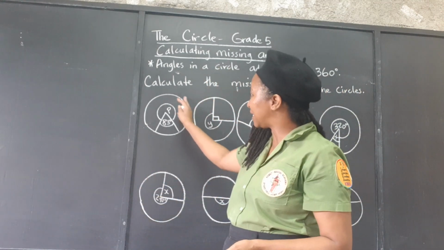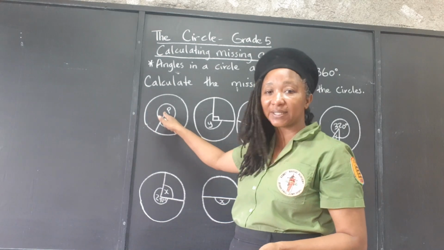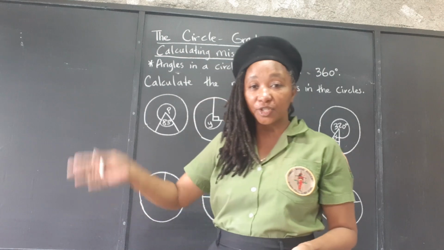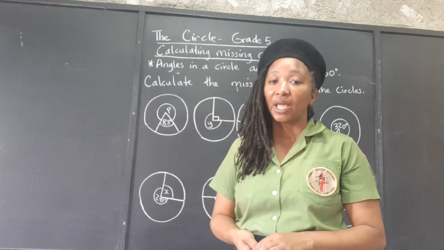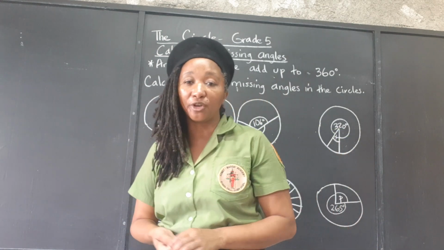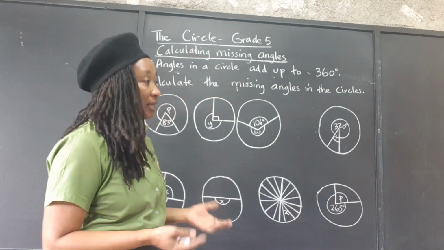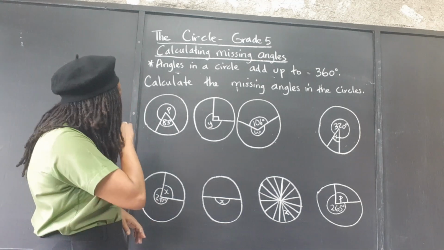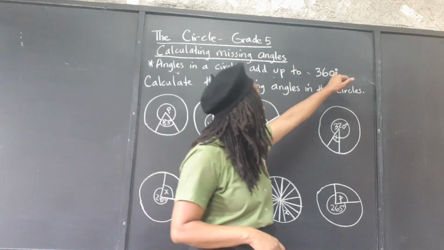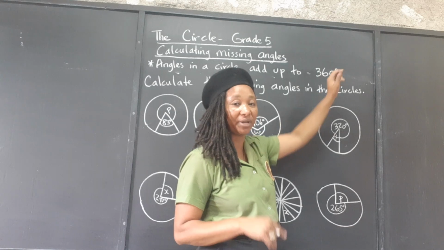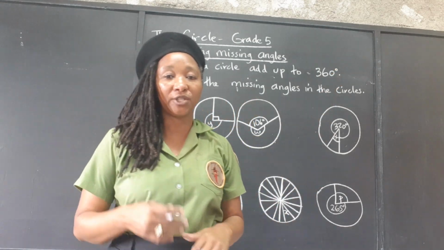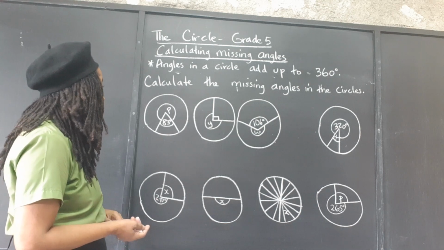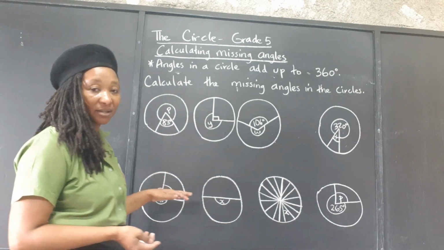That's a complete revolution about the axis. 360 degrees, one complete turn. Angles are measured in degrees, of course. Well, there are other units angles can be measured in, but for now, we're focusing on the degree. And this is the symbol for the degree, a tiny little circle written at the top right-hand side of the measurement. So, calculate the missing angles in the circle.